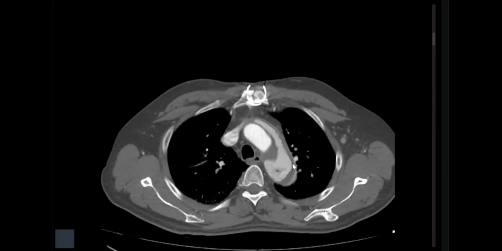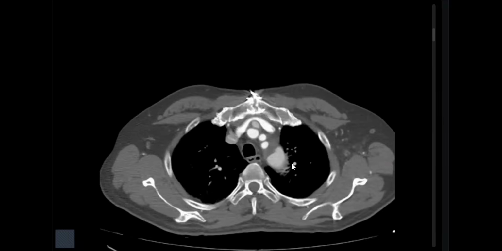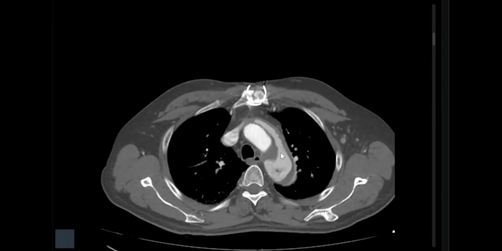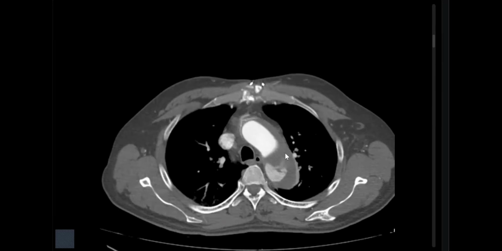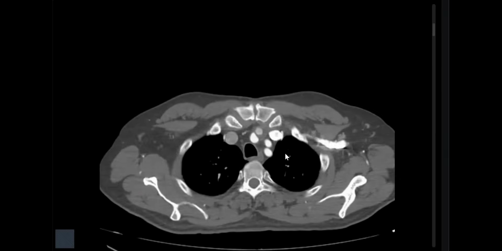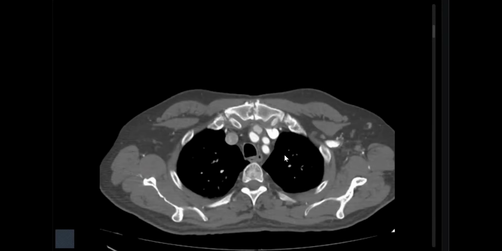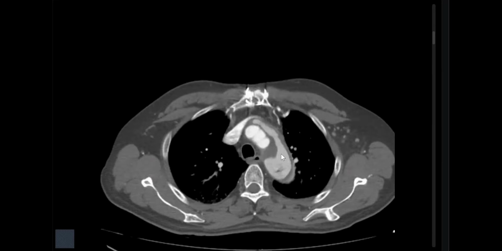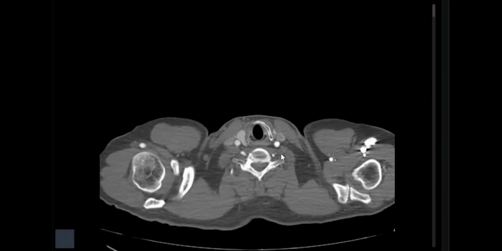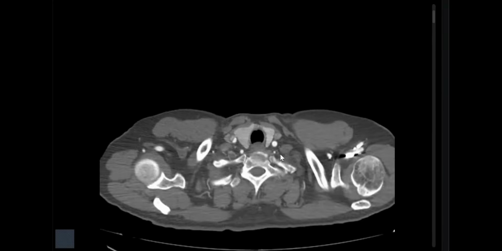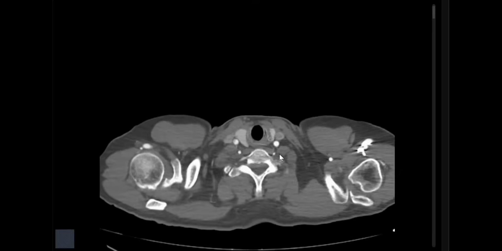Okay, so it is after the left subclavian artery, which will classify it as a type B dissection. Are you sure? Look at the last cut from both sides. Okay. You saw the clue or no?